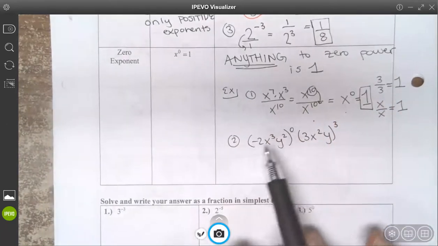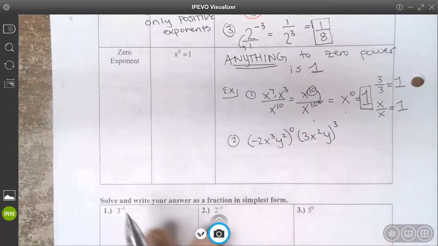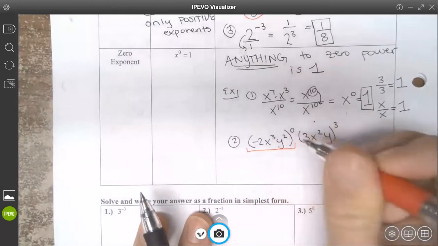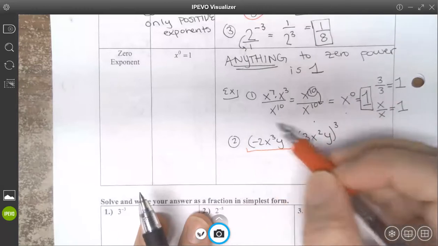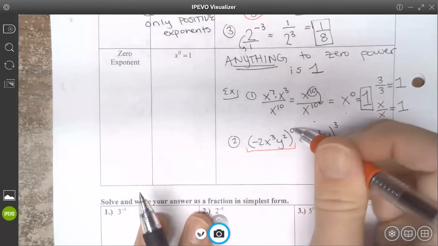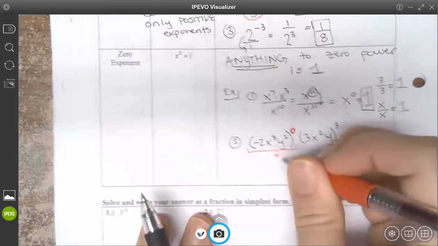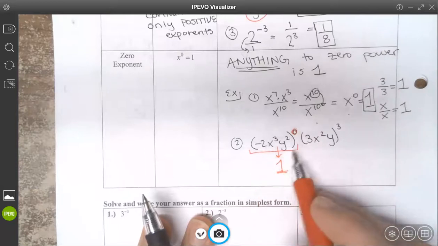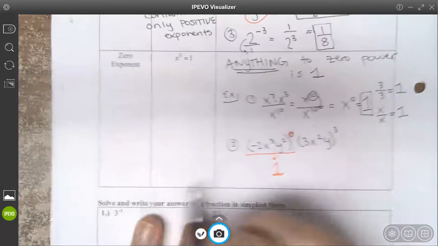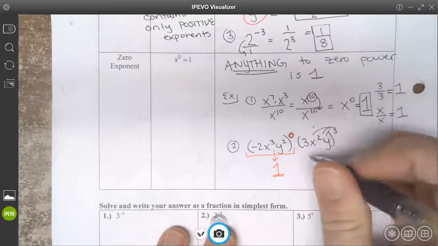So here's a properties of exponents problem. This entire parentheses is being raised to the 0 power. So it doesn't matter if it's just a single term or all of this, anything raised to the 0 power is 1. So this is just 1. This entire parenthesis just becomes 1. Raised to the 0 power is 1. Then I would simplify the rest of the expression.